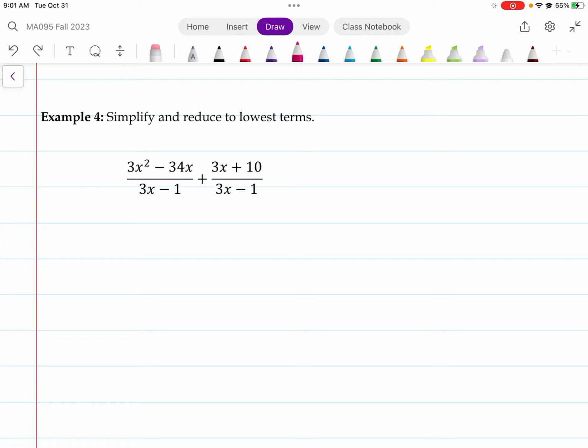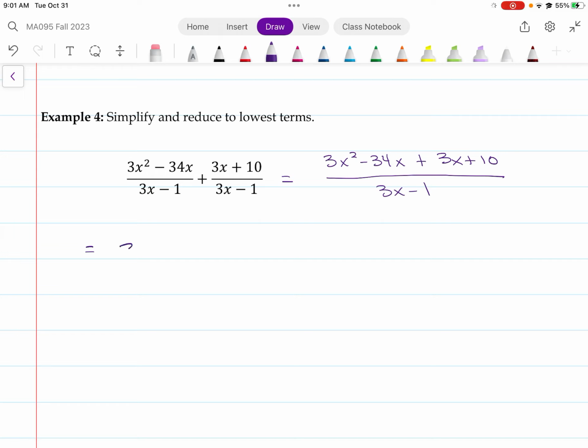All right, so this one's a little bit longer. So the denominator is the same. Always check, make sure it's really truly the same, and it is. So that means we get to just combine the top, and we get 3x squared minus 34x plus, now I'm not going to use parentheses because this is a plus. If it was a minus, I would use parentheses, so I would remember to distribute. But I don't have anything to distribute, so I'm going to say plus 3x plus 10 all over 3x minus 1.